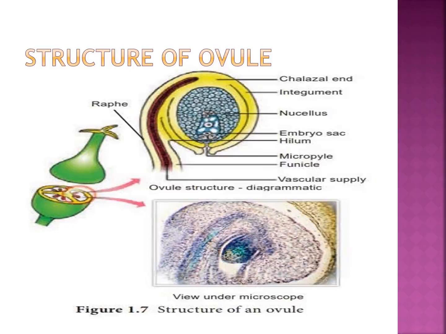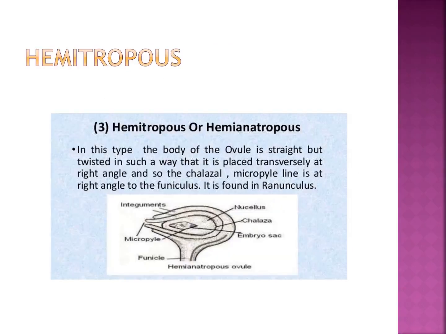Next one, hemitropous. In this type, the body of the ovule is straight but twisted in such a way that it is placed transversely at a right angle. So the chalaza-micropyle line is at a right angle to the funicle. It is found in Ranunculus. This picture is also available in your book, page number 11.